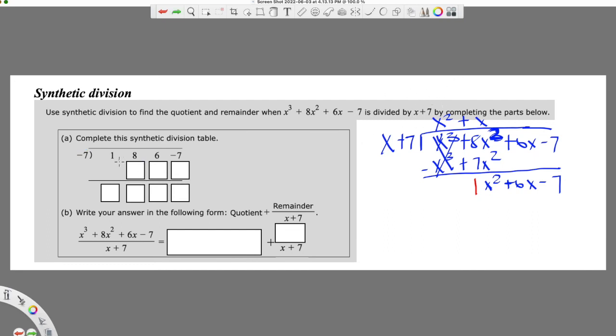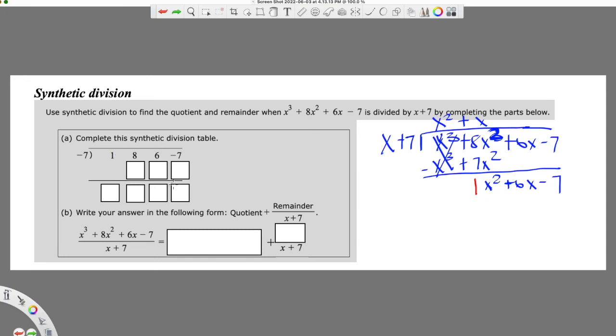And then these numbers actually came from the polynomial here. So I have a 1 in front, so here's a 1. The next number is an 8, so here's my 8. And then 6, and then -7. So it is the polynomial. I'm just not including x cubed and x squared and x. I'm ignoring those for just a moment to simplify what it looks like.